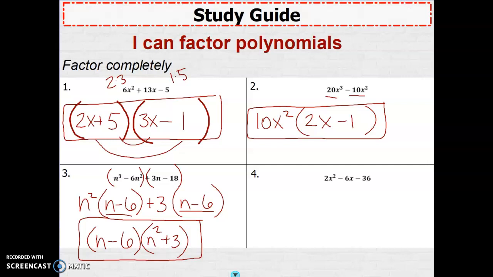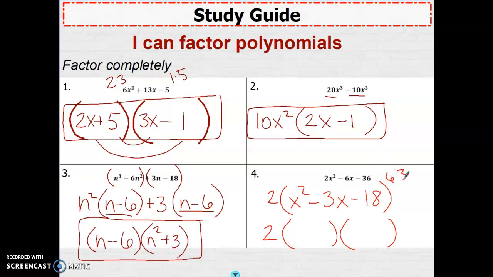And then our final one here, the first thing I notice is the GCF. So I could divide everything by 2. So that's going to get me here. And then I could factor that more because it multiplies to 18, adds to 3. I could use 6 and 3 if I do x minus 6 and x plus 3. So make sure that you completely factor that GCF and then the x method.